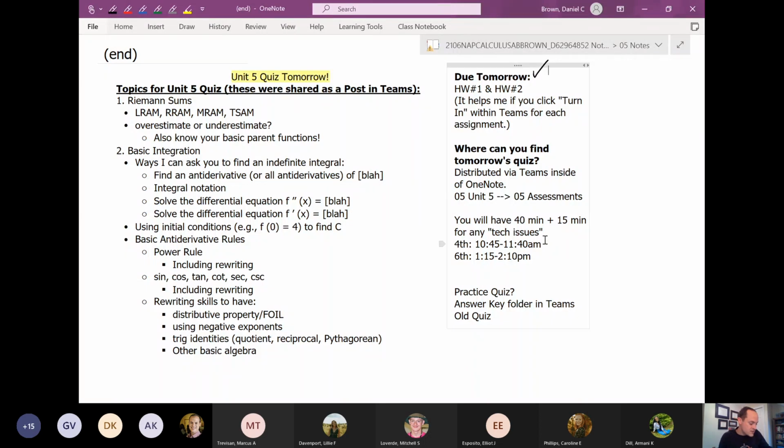This is 6 periods, so it's going to post right at the start of class. So it's going to post at 1:15, and then it's going to be due at 2:10. So class officially ends at 1:55. 15 minutes after that will be 2:10.